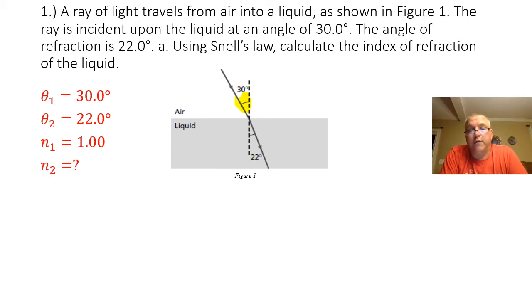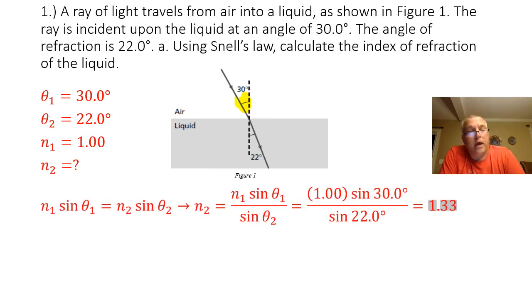So starting off with Snell's law, I know N1 sine theta 1 equals N2 sine theta 2. Solving that for N2 will give me N2 equals N1 sine theta 1 divided by sine theta 2. Plugging my known values into that equation will give me an index of refraction for the liquid of 1.33.